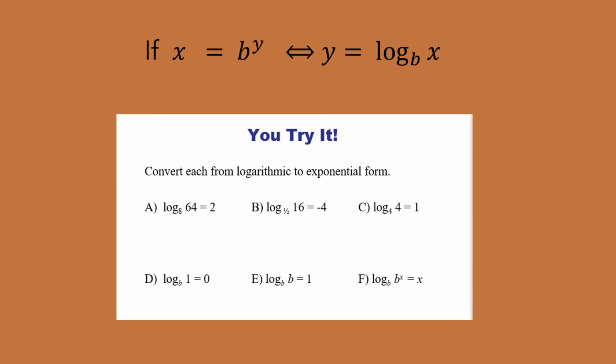So in this case, 8 squared is 64. Half raised to negative 4 is 16. 4 raised to 1 is 4. b raised to 0 is 1. b raised to 1 is b. And b raised to x is b raised to x.